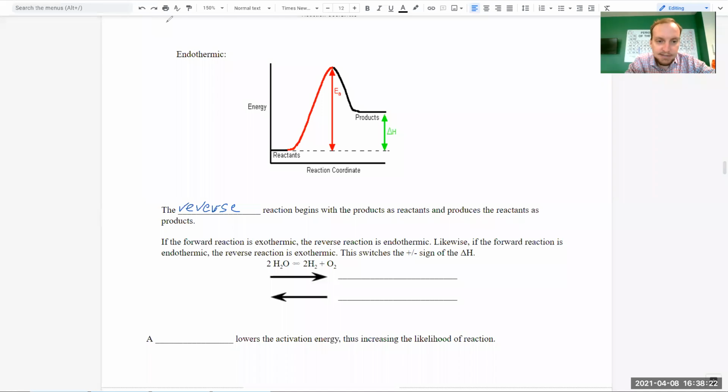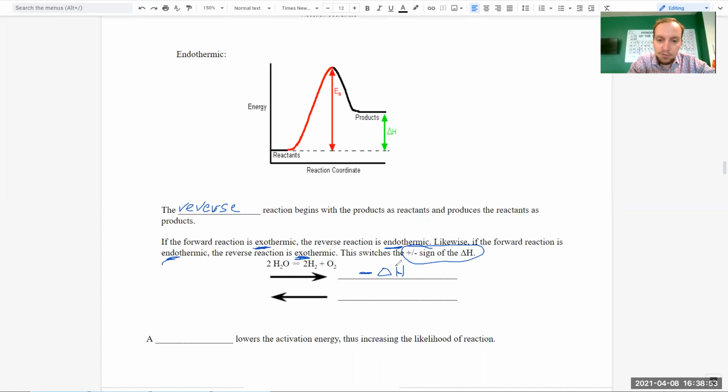The next thing it says, if the forward reaction is exothermic, then if you're going the other way, going backwards, it would become endothermic. See how it switches. Likewise, if the forward reaction is endothermic, then if you go backwards, it becomes exothermic. And again, don't forget to switch the sign of the delta H. You already know that from Hess's law. In this particular reaction, when we are breaking bonds, what we tend to do is lose energy.